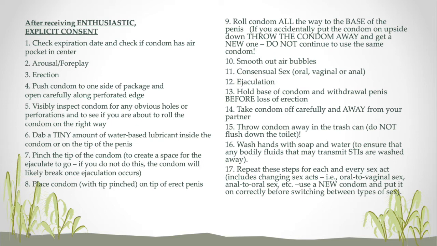And then if you accidentally put the condom on upside down and it won't roll down the penis, making sure to throw the condom away and getting a new one. Don't flip it over and use the same one, because there's already pre-ejaculate or pre-cum on the tip of the penis, which would now be on the outside of the condom, and that carries enough sperm to cause pregnancy or other transmission of an STI. The next step would be to smooth out any air bubbles, then consensual sex, ejaculation, and then being sure to hold the base of the condom and withdraw the penis before a loss of erection so that you don't lose the condom inside the partner, which could increase the risk of STI or pregnancy.